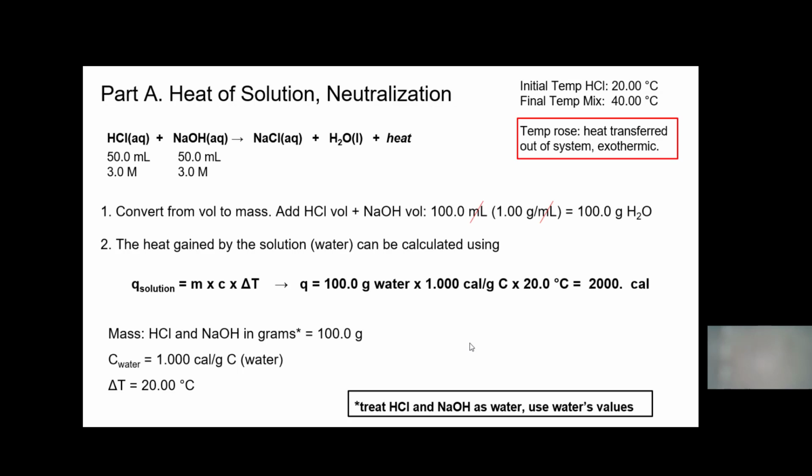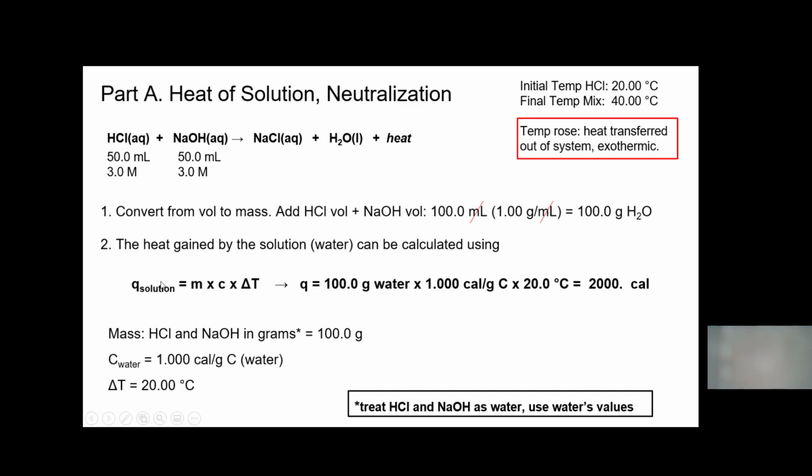So again, I pulled out all the information, and I put it out where it's easy for me to see it and understand what's going on. So first thing is I convert the volume to mass. So I add the volume of acid and base together. That gives 100 mils, but I'm using the density of water. It's going to give me 100 grams.